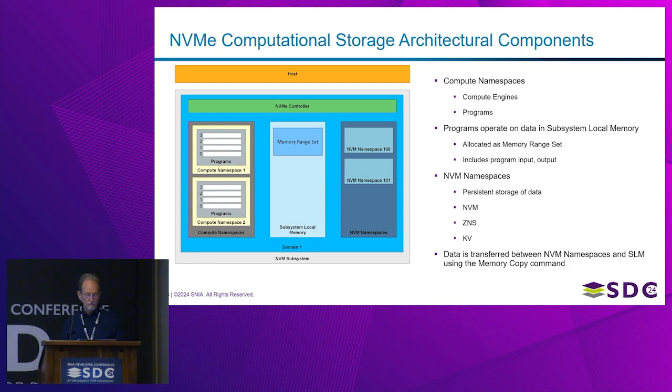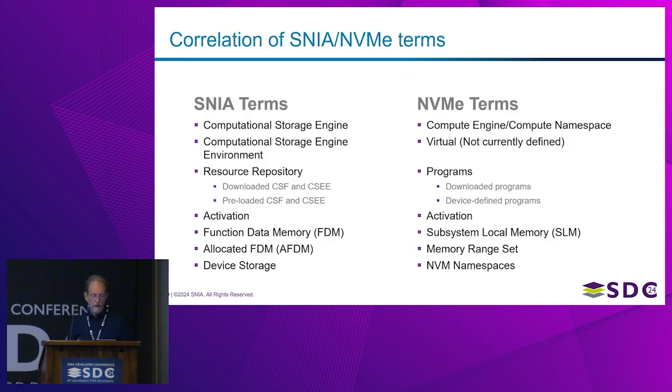So NVM namespaces are persistent storage of data. They could be NVM, the NVM command set data, ZNS, the zone namespace data, or KV, which is the key value storage. Data is transferred between the NVM namespaces and SLM using the memory copy command. So how do they match?